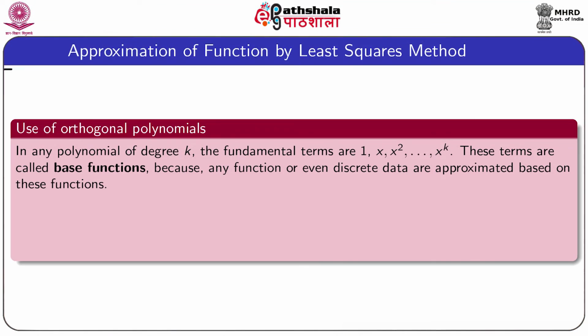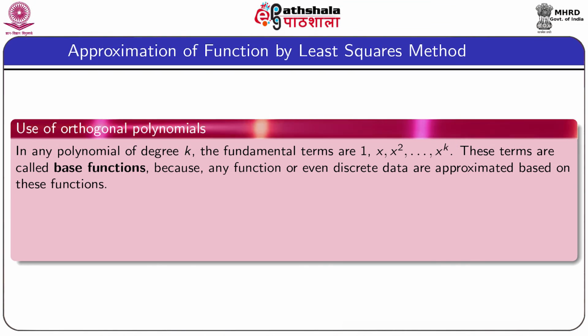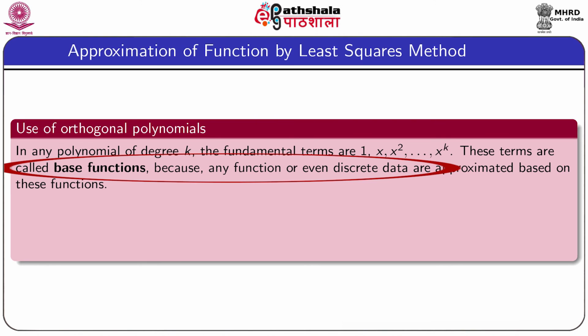Now we consider another approach to approximate a function to a polynomial with the help of orthogonal polynomials. The use of orthogonal polynomials will reduce the computational effort. Now we consider orthogonal polynomials to approximate a function in any polynomial of degree k. The fundamental terms are 1, x, x square up to x to the power k. These terms are called base functions because any function or even discrete data are approximated based on these functions.